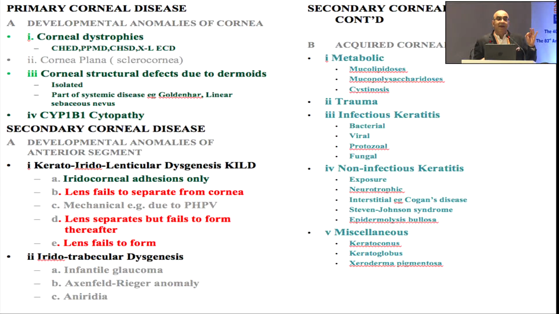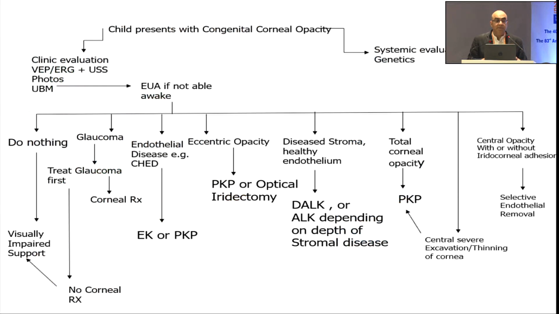And then I'm going to talk about the secondary corneal diseases, and we'll get through them. It's important that secondary corneal diseases are developmental or they're acquired. So it becomes a logical step as to how you approach congenital corneal opacities. This is the algorithm I use to decide how to manage a child that presents with congenital corneal opacity. They get a clinical evaluation, and I rely on electrodiagnostics, and then they also get a systemic evaluation, and if possible, if it's available, I do genetics.